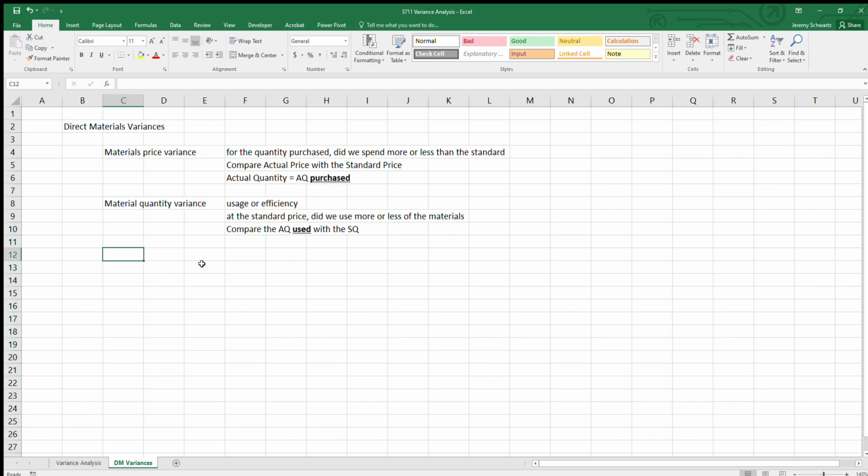So let's discuss this set of facts here. Say we have our budget or standard quantity would be 980 tons of materials, and the standard price is $54 per ton.